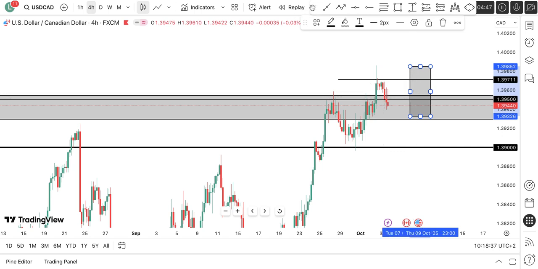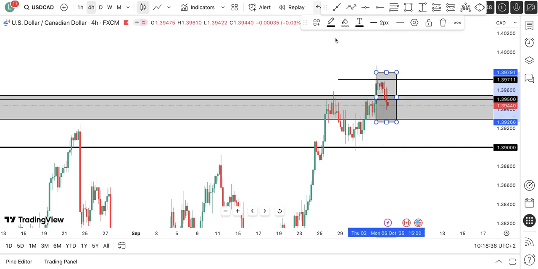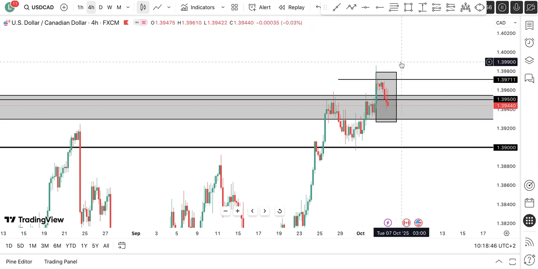So moving forward, we're expecting this consolidation, this box, to be filled, and when it's filled, it will be ready to execute on Monday by 3 o'clock. I'll start looking for entry signals, break of pattern trend line, and break of structure, and it's that easy.